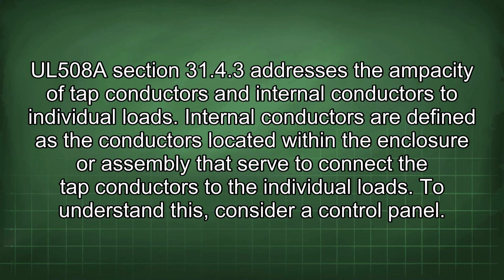UL508A Section 31.4.3 addresses the ampacity of tap conductors and internal conductors to individual loads. Internal conductors are defined as the conductors located within the enclosure or assembly that serve to connect the tap conductors to the individual loads. To understand this, consider a control panel.